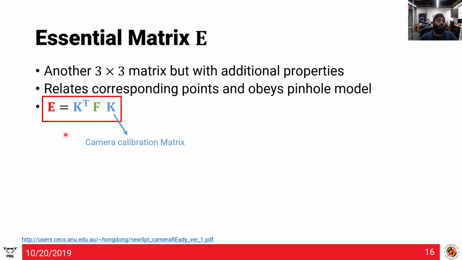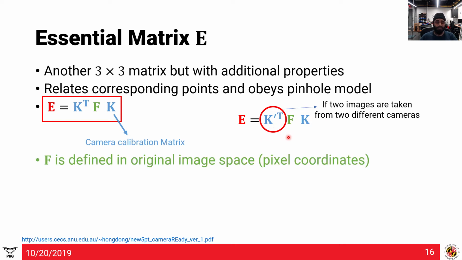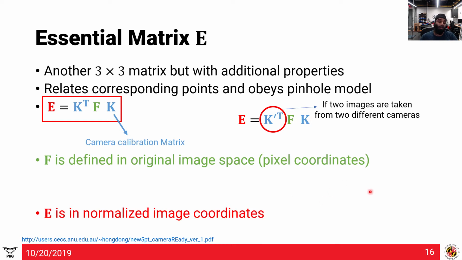A very important thing to note is that this assumes you took the image of the same scene using the same camera. But if the cameras were different, let's say I took a picture from here with camera 1 and another picture from here with camera 2, then the calibration, or the intrinsics, of the two views are different. So now I have to use K dash rather than just K, right? F is defined in the original image space, which is pixel coordinates, and E is in the normalized image coordinates.